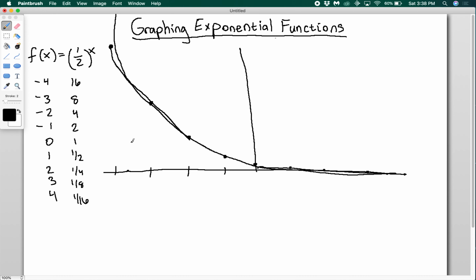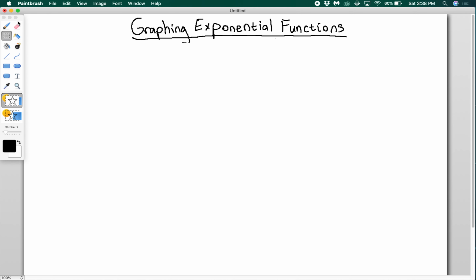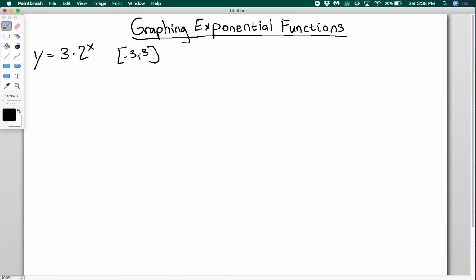So now let's look at one more case where I have a number multiplying my values. So I don't just have 1 times whatever my exponent is. So let's look at something like y equals 3 times 2 to the x. Now let's just do this one from -3 to 3, because the numbers get a bit large. So here I'm going to have -3, -2, -1, 0, 1, 2, 3.